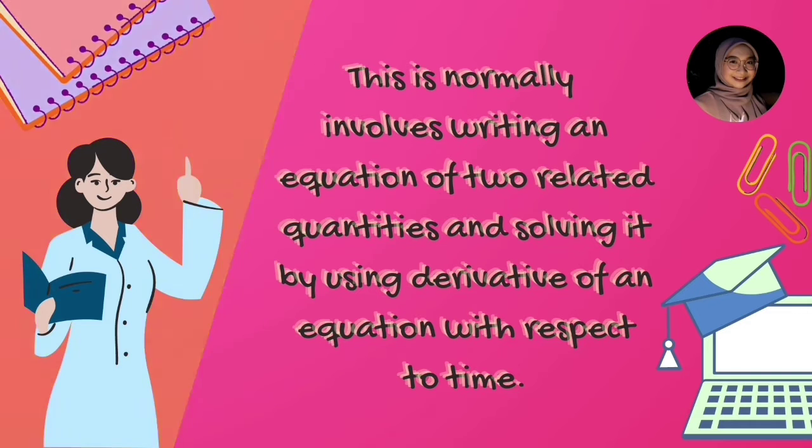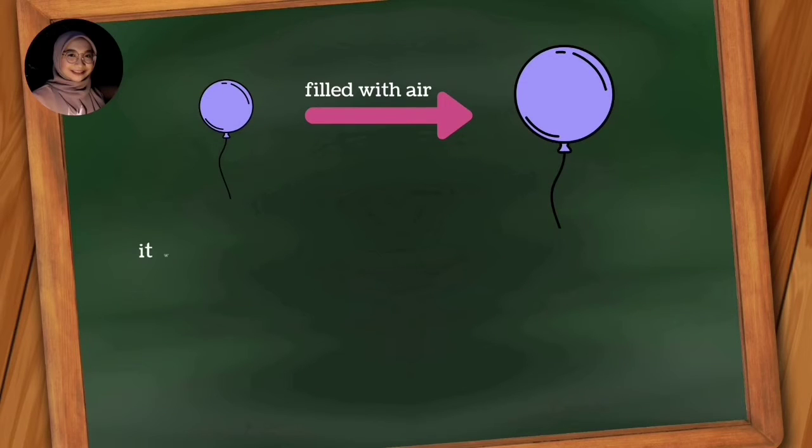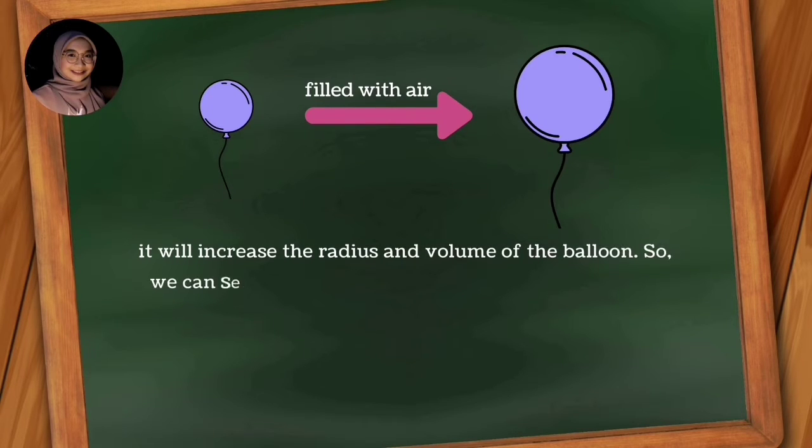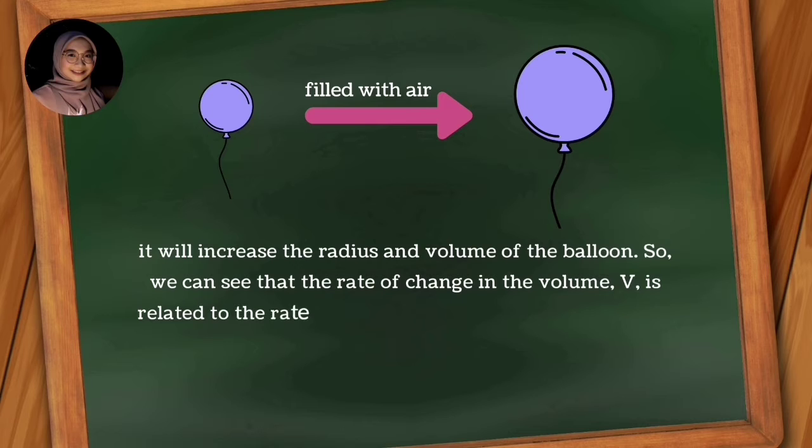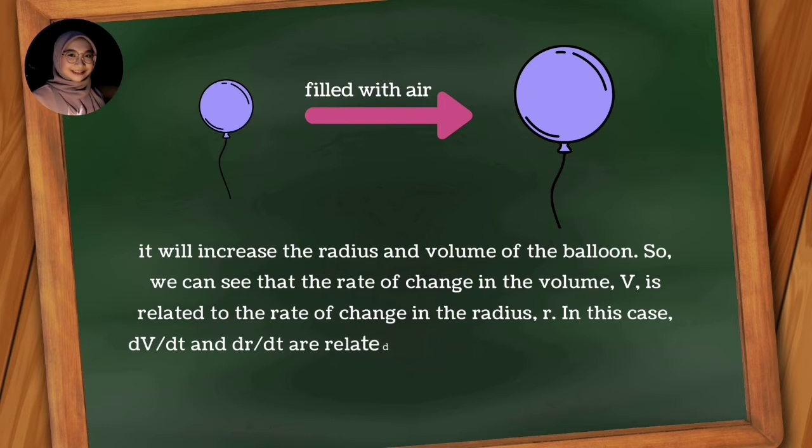This normally involves writing an equation of two related quantities and solving it by using the derivative of the equation with respect to time. For example, assume this is a spherical balloon. When the balloon is filled with air, its radius and volume increase. So we can see that the rate of change in the volume V is related to the rate of change in the radius R. In this case, dV over dt and dr over dt are related rates because V is related to R.